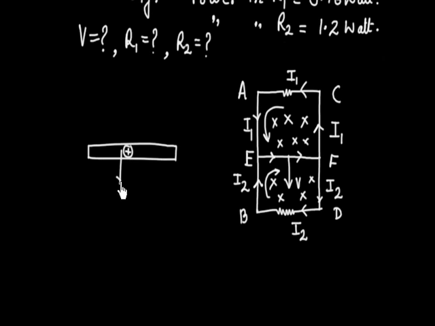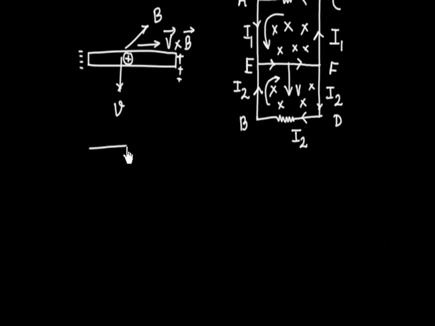If this is moving in the downward direction, your magnetic field is inside. So this is B, this is V. What is the direction of force? So Q V cross B. V cross B will be something like this. This means positive charge will land up here and negative charge will land up here. Are you getting it? So now I can replace this circuit with a simple diagram.